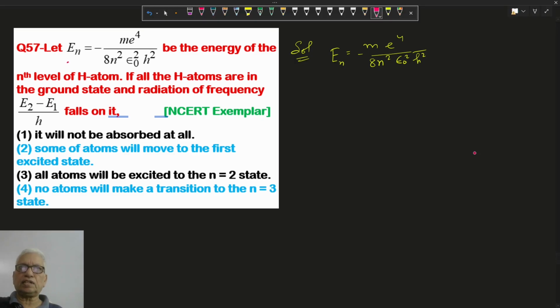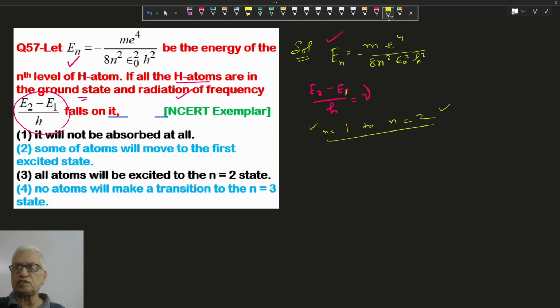In this question, the energy of the nth electron is given by the formula given in the question. If all the hydrogen atoms are in the ground state and radiation of this frequency falls, we know the energy is equal to h nu, so the energy difference divided by h is the frequency here. If this frequency is absorbed, some of the electrons are definitely moving from n is equal to 1 to n is equal to 2. Some of the electrons jump from the ground state to the first excited state. So option 2 is correct.